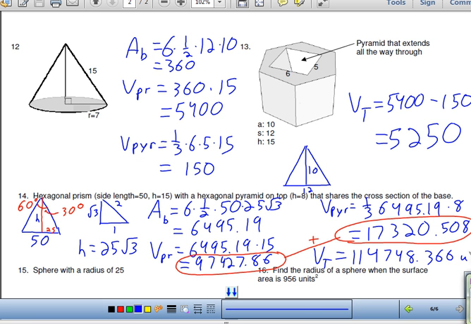114,748 units cubed. Now, this is a wonderful illustration of why we want to carry out those decimal places. When we start multiplying by these big numbers, we end up seeing that a small decimal makes a big difference. Okay, that is question 14. Compound objects. You need to know how to deal with compound objects.